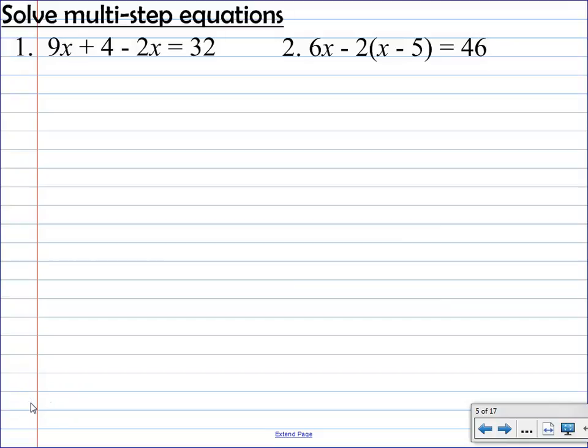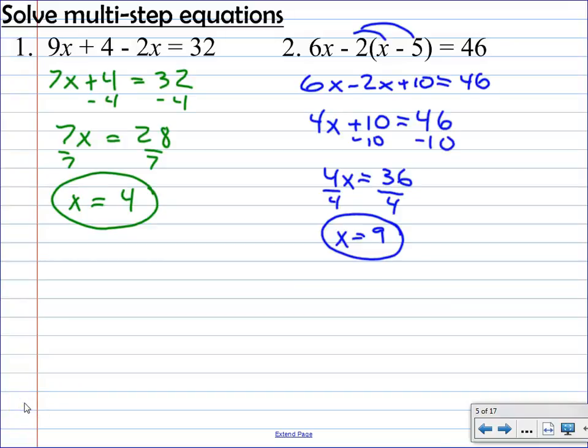So here are a few examples. Why don't you pause the video and try them on your own and see if you can get the solution for x. Okay, so when we take a look at it, we can see that when we combine like terms, we get 7x plus 4 equals 32. Add and subtract x terms alone on one side. 7x equals 28. Multiply or divide, the answer you will learn. x equals 4. And we can substitute it back in to check. 9 times 4 is 36. Plus 4 is 40. Minus 2 times 4 is 8. So that brings us down to 32.